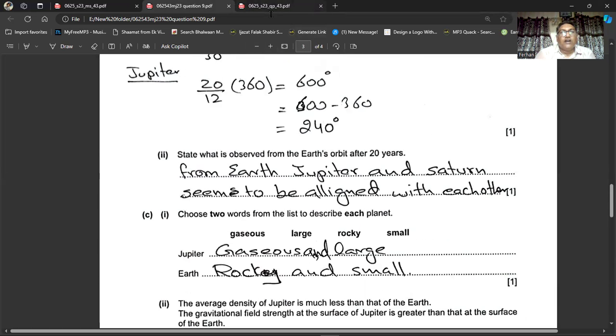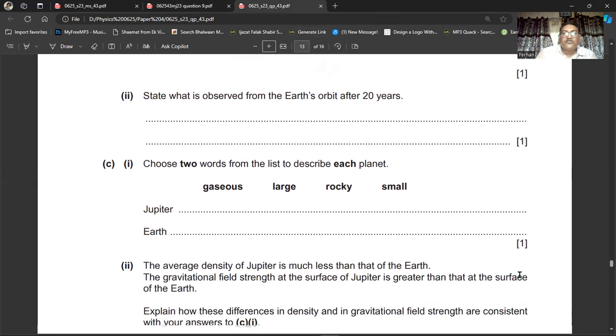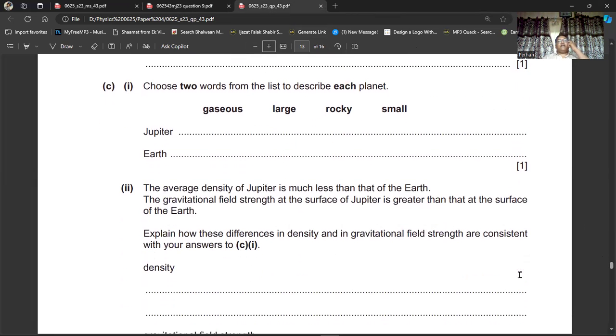Okay. Now we move to the next part. This is question number 9, C part, first portion. It says, choose two words from the list to describe each planet. So gaseous, large, rocky, and small. These are the four words. For Jupiter, it is a very huge planet, and it's a gaseous planet, and it's large. So gaseous and large. And the Earth is rocky and small. So for Earth, it's rocky and small.